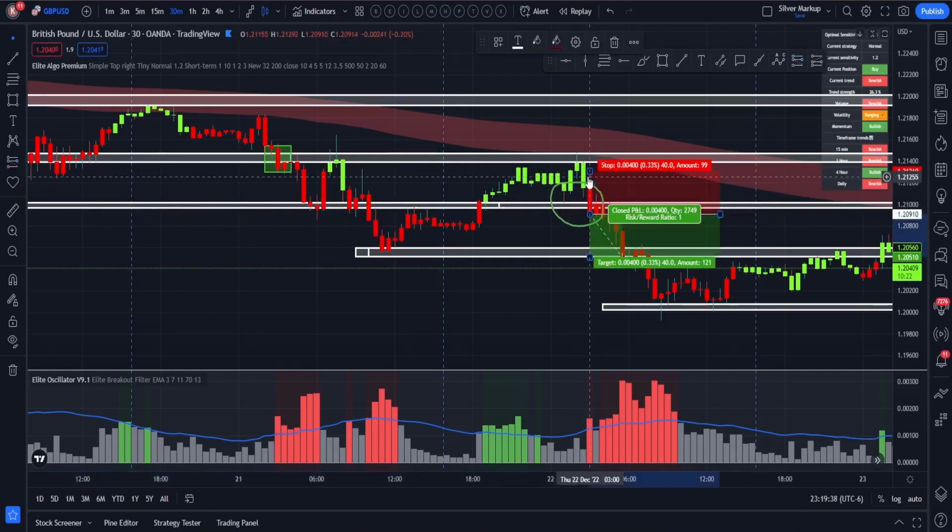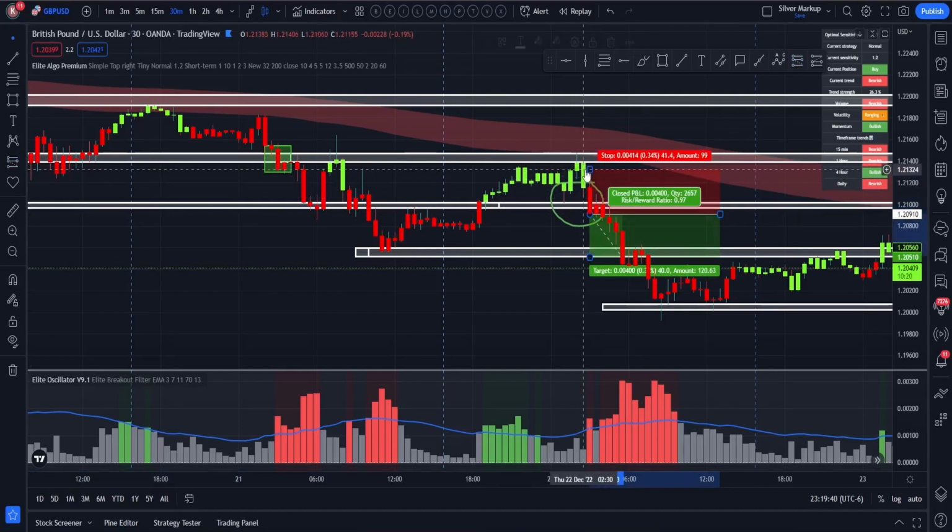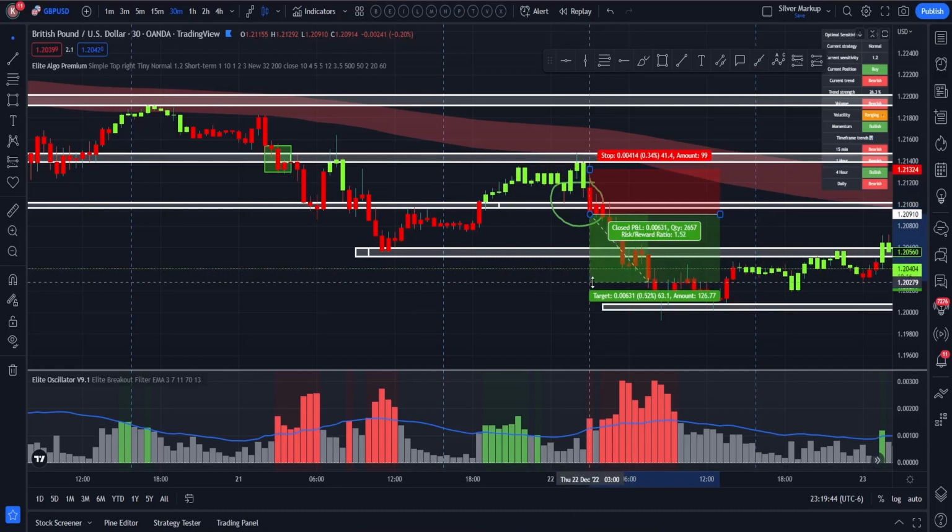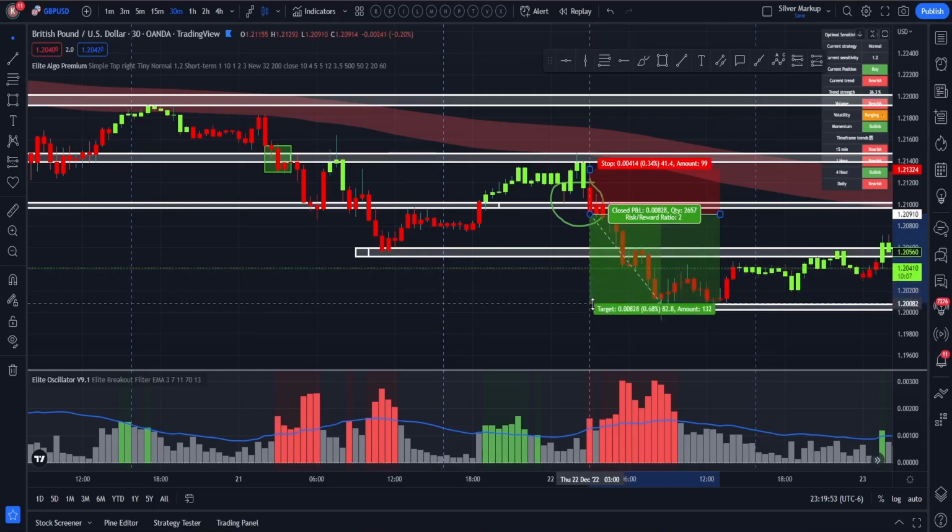I would have entered at the close. Stop loss would have been above the high. And I would look for my 1-to-5 reward to risk while I'm taking profit or securing profit after 1-to-1. I would have got my 1-to-5 right there. And maybe for take profit 2, I would have hit the 2-to-1. So that would have been another great strategy trade there.